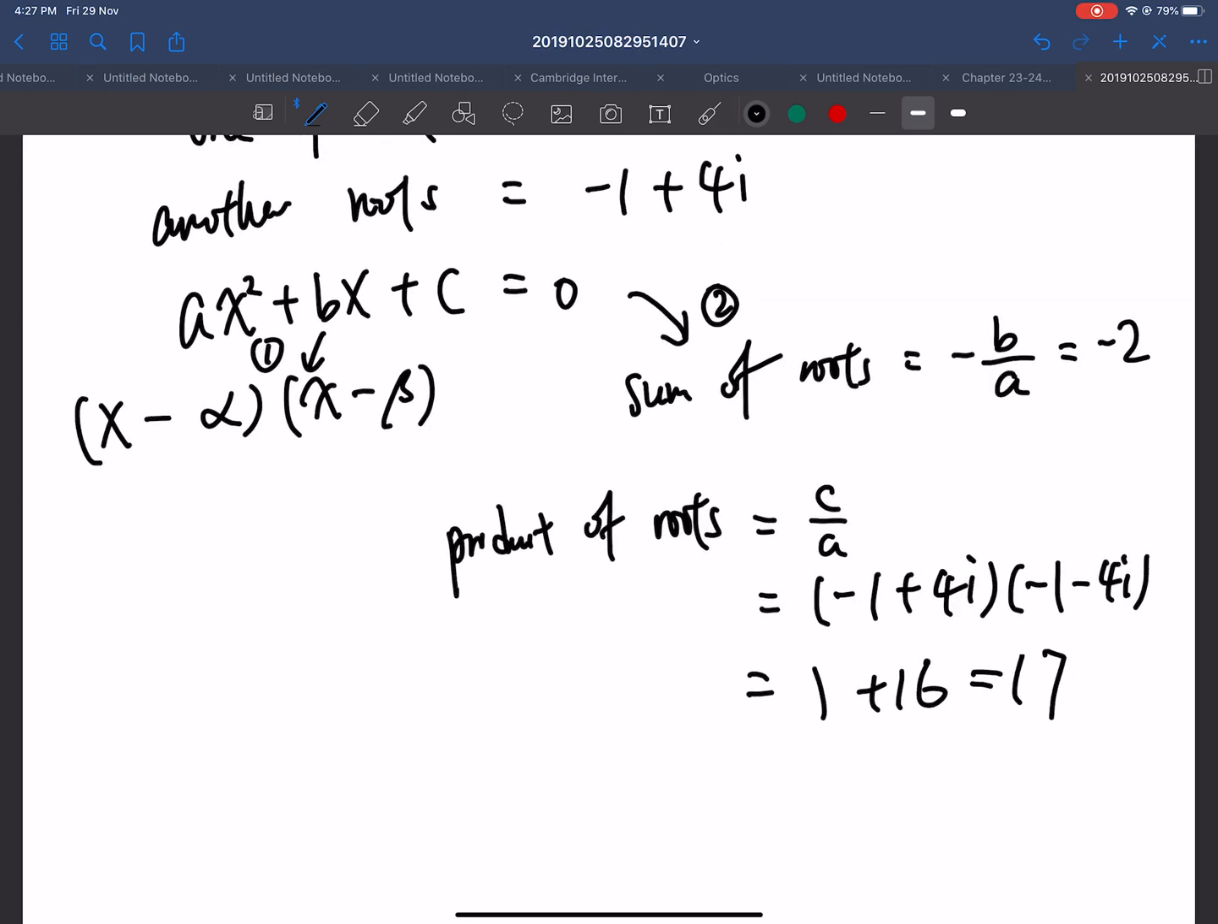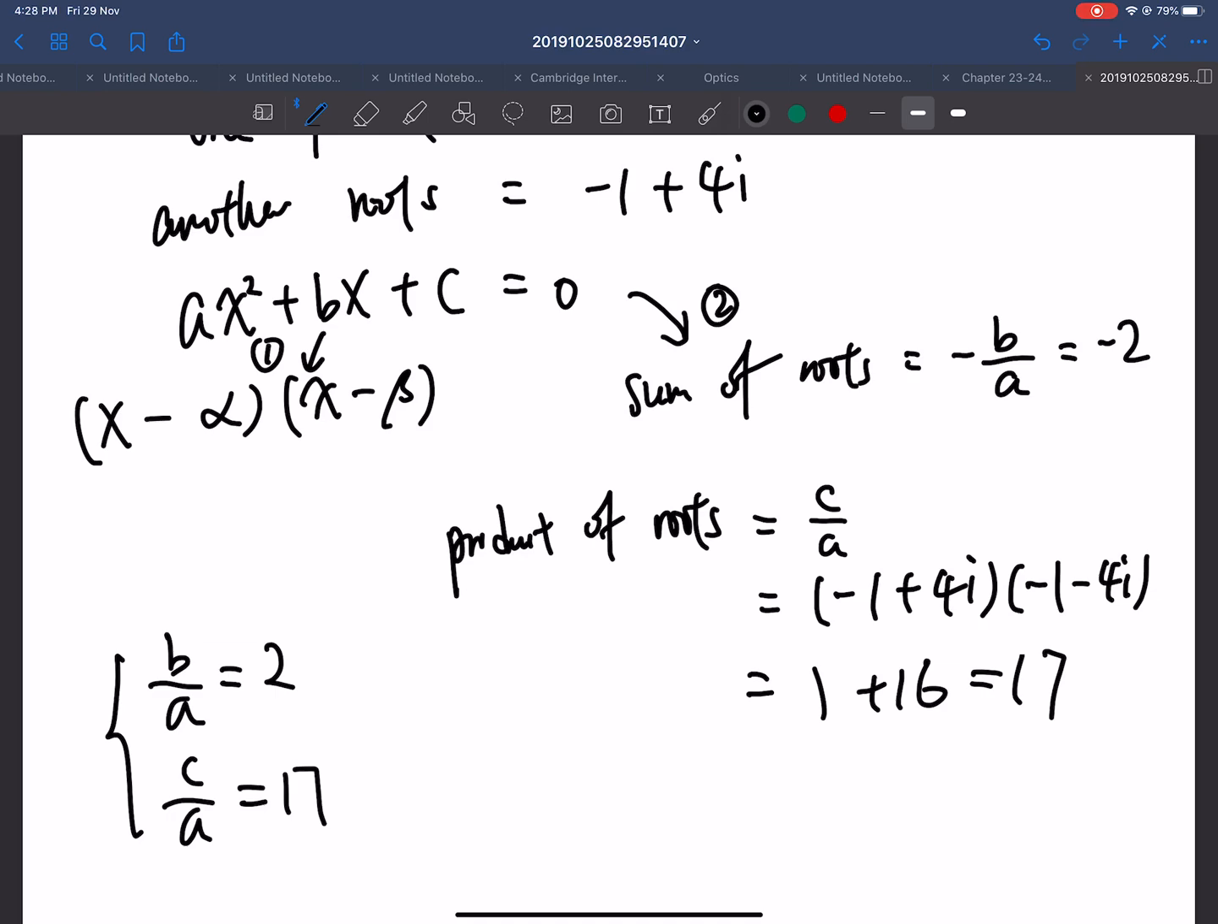So I just rewrite the formula. B over A is 2. C over A is 17. Actually, if you are just given these two pieces of information, that means if you are just given two of the roots, you can't find all the integers ABC. Right? You can't find all numbers ABC, because you just have two formulas, but there are three unknowns.